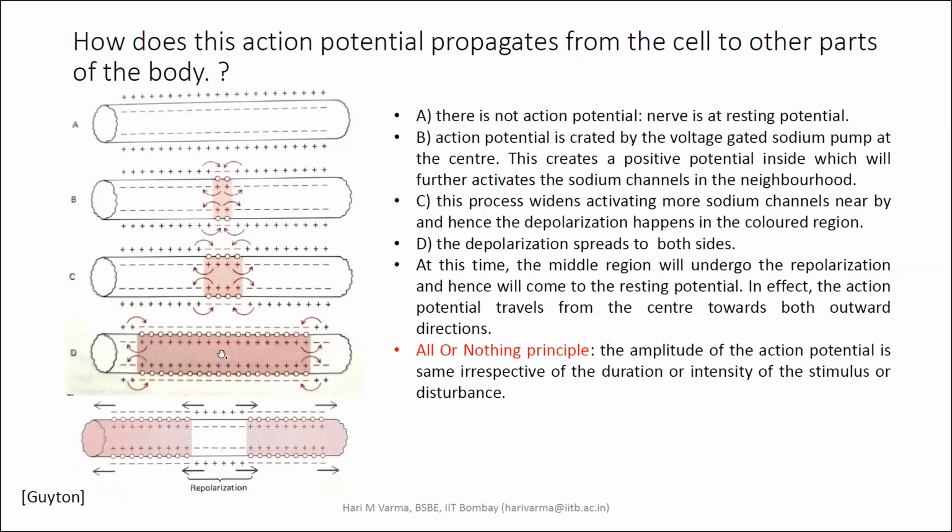But by this time, the repolarization should happen at the center, because within that time interval, the repolarization should be initiated here. Then that will start happening here. So when repolarization happens, the cell will become like A. So in the middle part, it starts becoming A, but towards the edge, it is still depolarized and it will start traveling. So this is how the process travels.